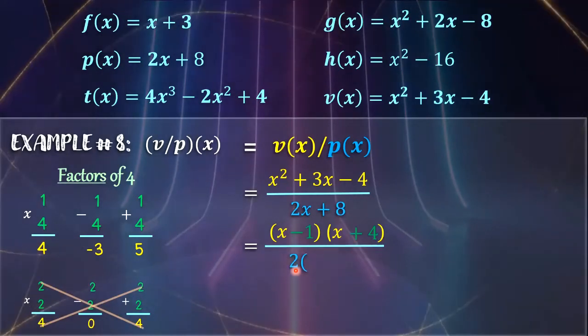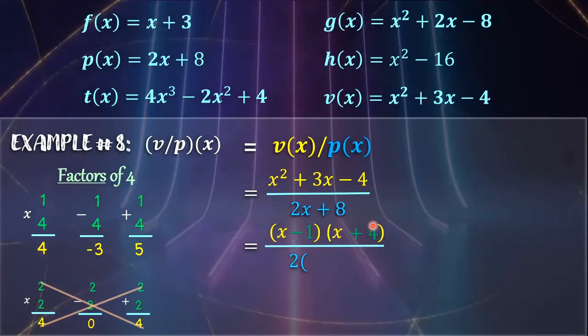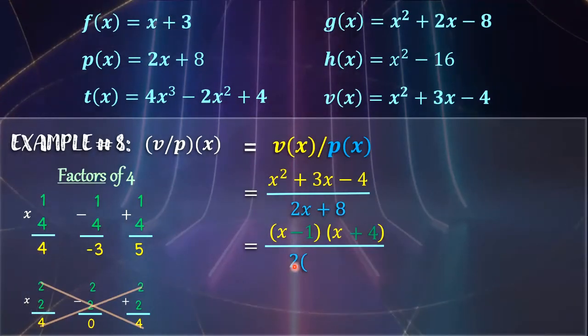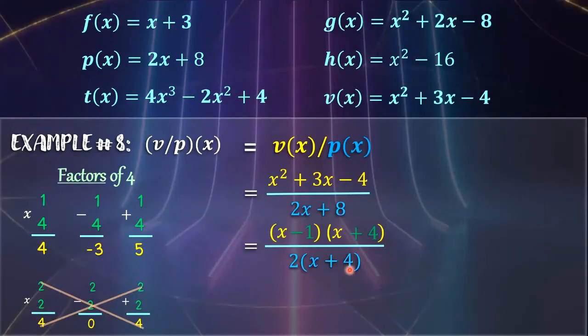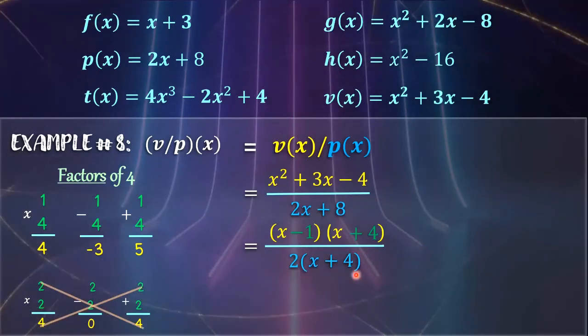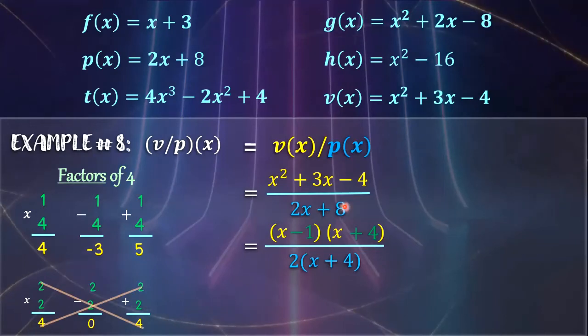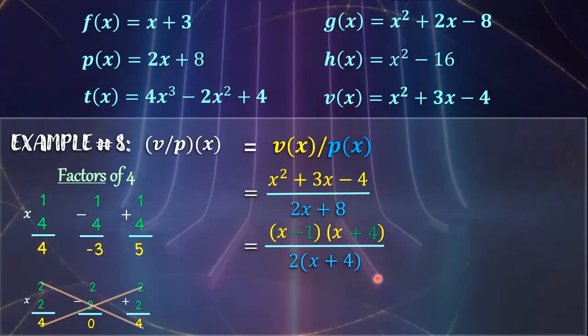Open parentheses, i-divide si 2 sa atong binomial. So, 2x divided by 2, that's x. 8 divided by 2, that's 4. Now, to check if sakto ato ang factor, i-simplify lang ni, dapat mo result siya ani. That's the basis nga sakto ato ang factor.